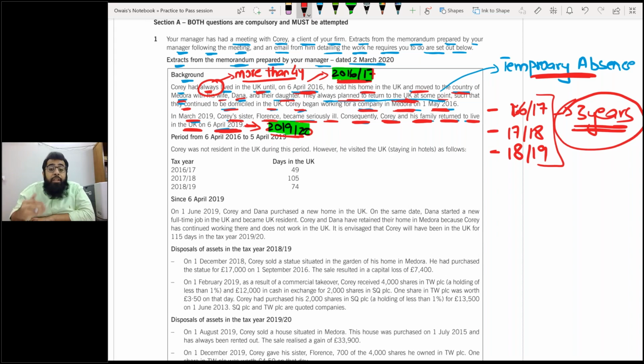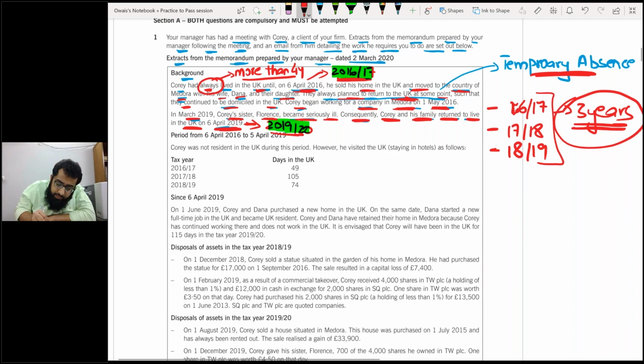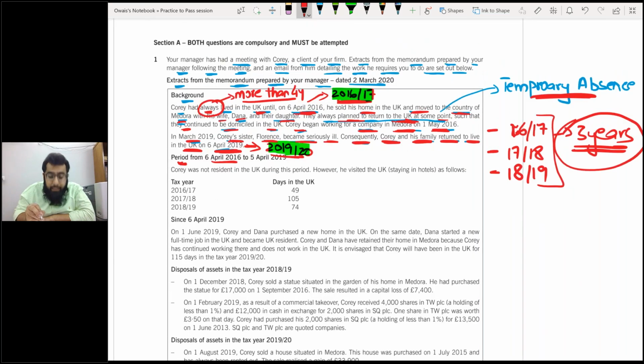Okay, let's look at further. Period from 6th April 2016 to 5th April 2019. Corey was not resident in UK during this period. However, he visited the UK as follows: 2016-17, 49 days, 2017-18, 105 days, and 2018-19, 74 days.